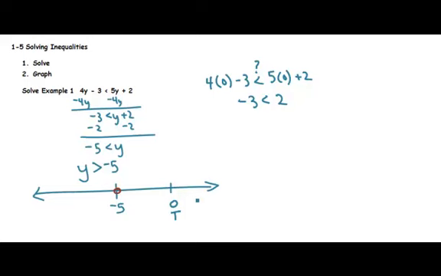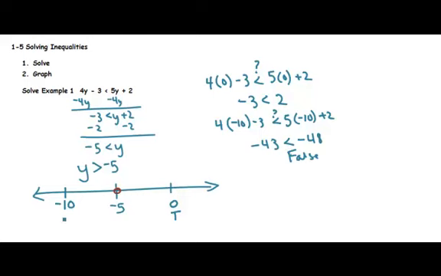Now, if we just want to really make certain, we might also select a point to the left, and here we expect to find a false. Well, let's see what happens. We have 4 times negative 10 minus 3. Is that in fact less than 5 times negative 10 plus 2? Well, negative 43 compared to, let's see, negative 50 plus 2, negative 48, is not less than, so we do have a false statement. This checks our thinking that to the right would be the true solutions to this inequality.